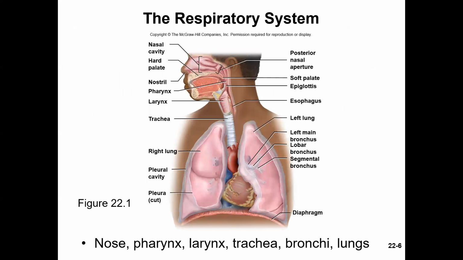the lungs. So here we have a picture. We have labeled nose, pharynx, larynx, trachea, bronchi, and lungs. We can see our nasal cavity, the hard palate, which is the roof of your mouth. We also have a soft palate, which is in the back of the mouth, the nostril to the nose, our pharynx, our larynx, our trachea, right and left lungs. We have a pleural cavity. The epiglottis is considered part of this. We see the esophagus, that would be more digestive system. Left lung, left main bronchus, the lobar bronchus, and the segmental bronchus.